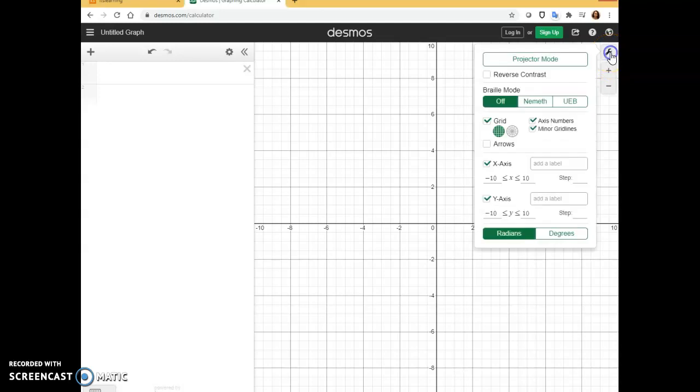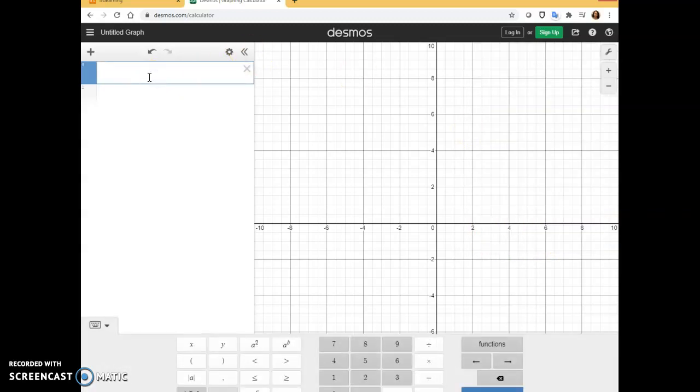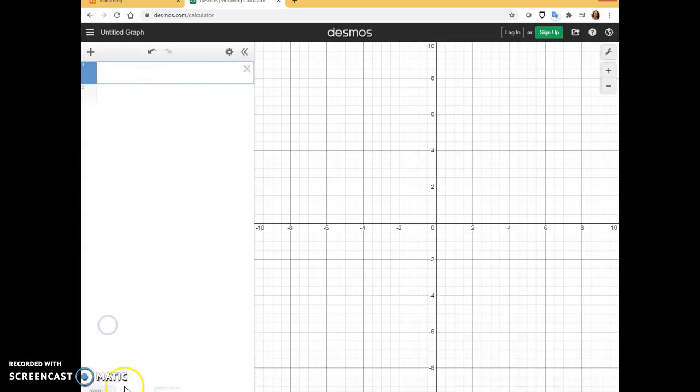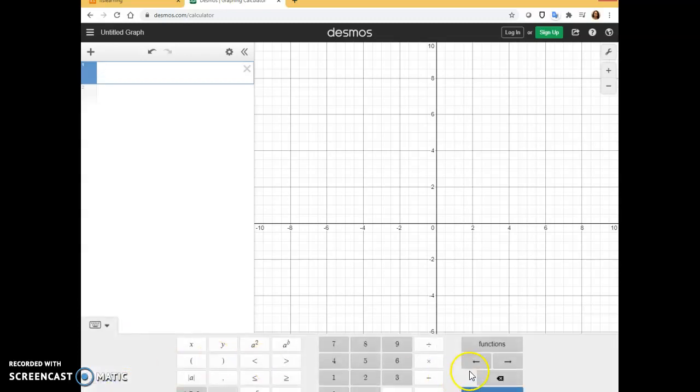So the first thing I'm going to do is make sure that I am in degrees. As you can see, it's in radians. I don't want radians. I'm going to click on degrees. Then I'm going to come over to my calculator. There's a little button down here. It automatically came up for me. You might have to click on it and it goes down, click on it and it goes up.